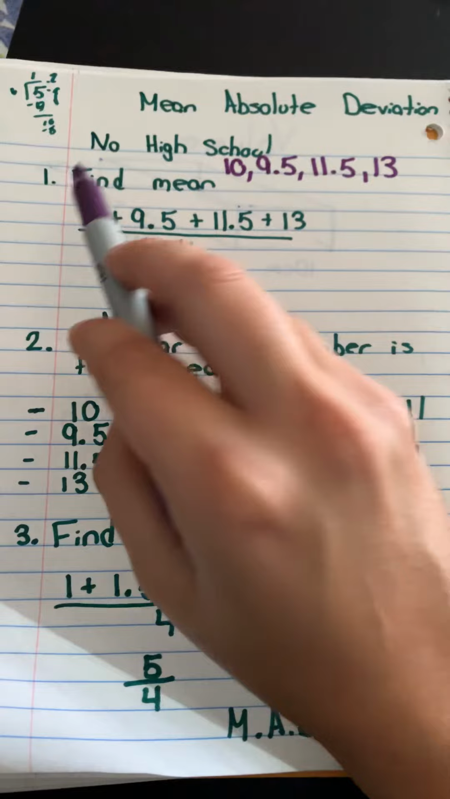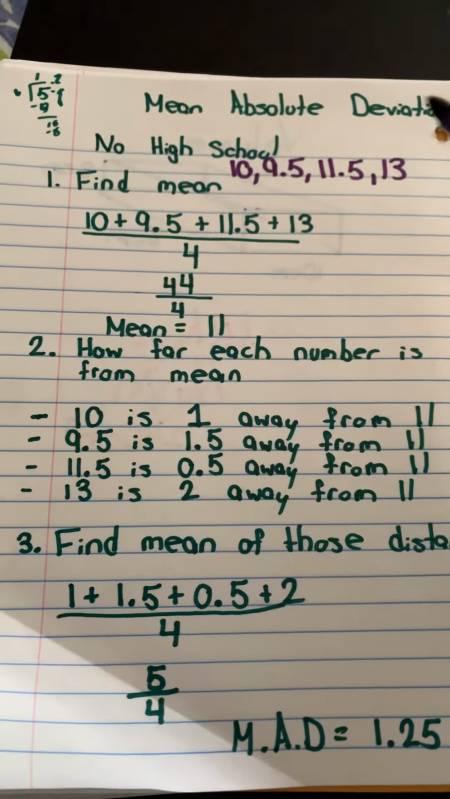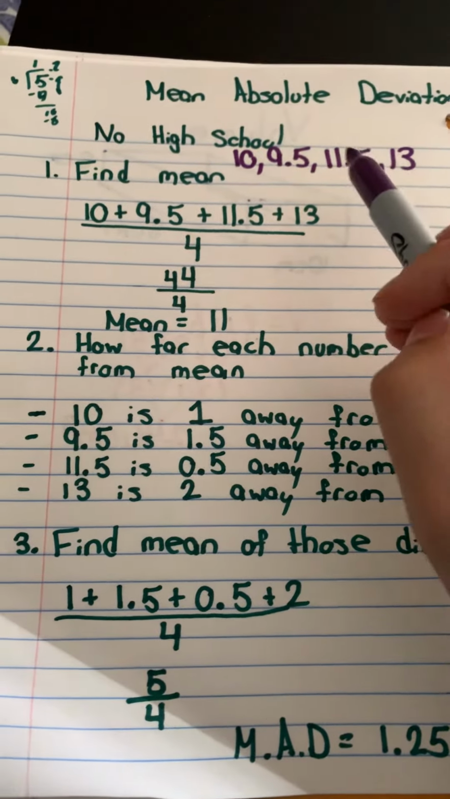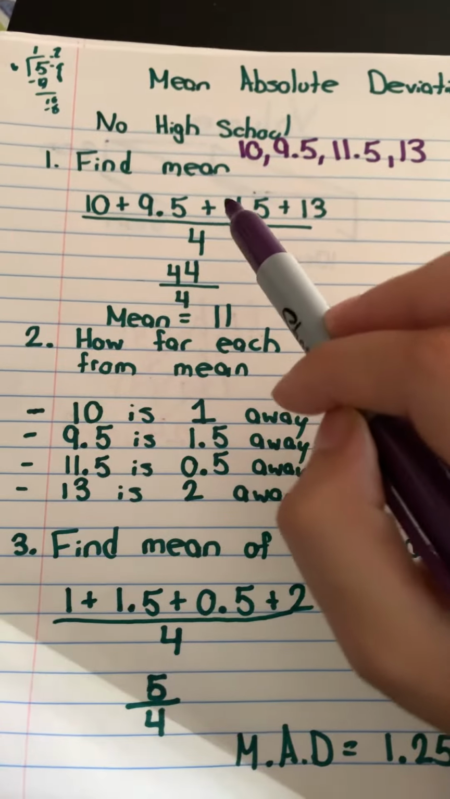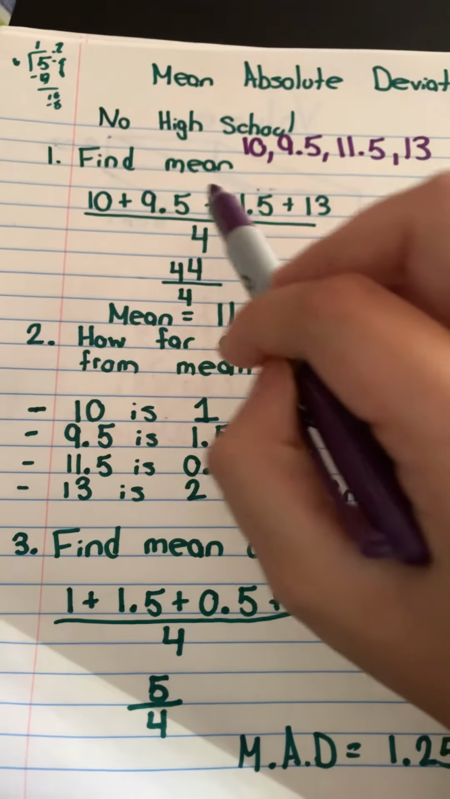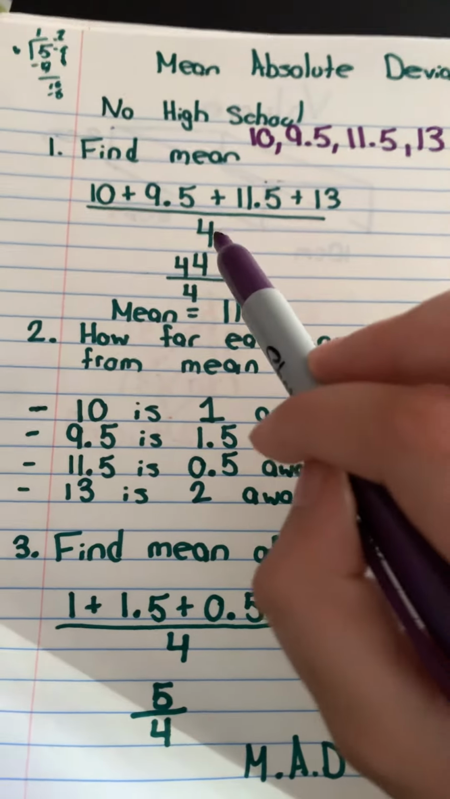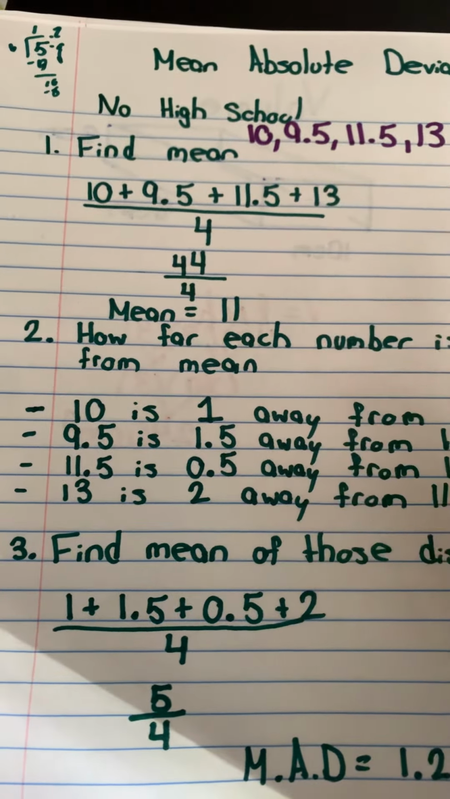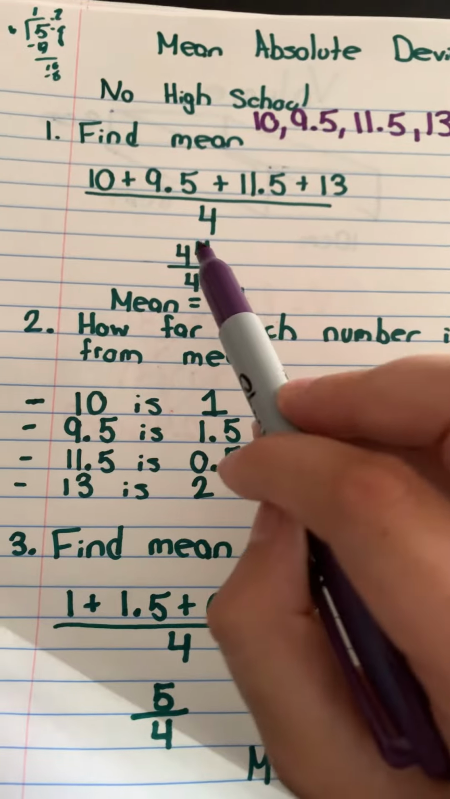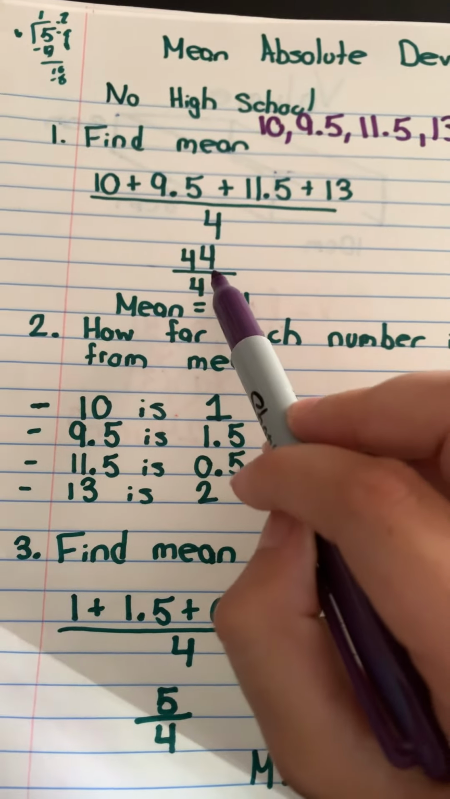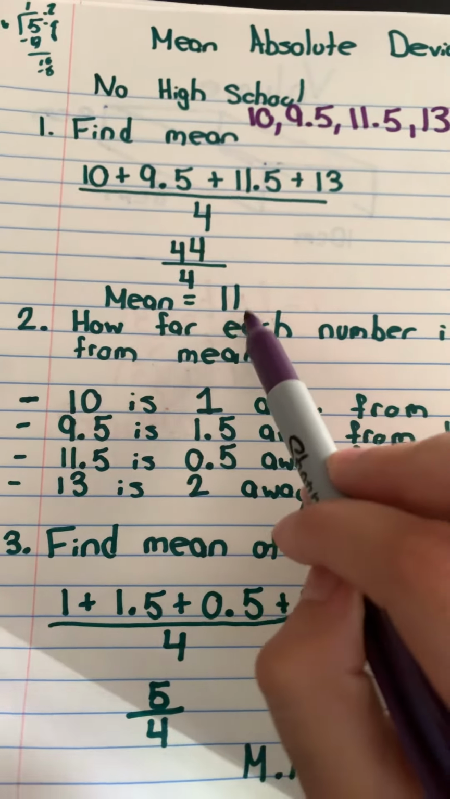So your first step is to find the mean. Remember, the mean is when you add up all of the numbers and then divide by the amount of numbers. So I'm adding up all the numbers here, and then I'm dividing, that's what the fraction bar means, by the amount of numbers since there's 4 numbers. Once I add it all up, I get 44, and then 44 divided by 4, my mean equals 11.